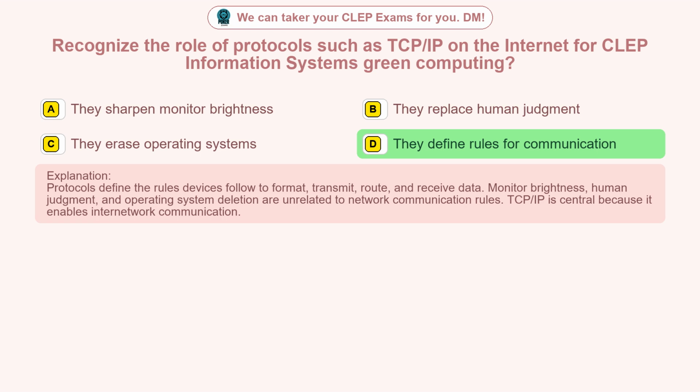Protocols define the rules devices follow to format, transmit, route, and receive data. Monitor brightness, human judgment, and operating system deletion are unrelated to network communication roles. TCP/IP is central because it enables inter-network communication.